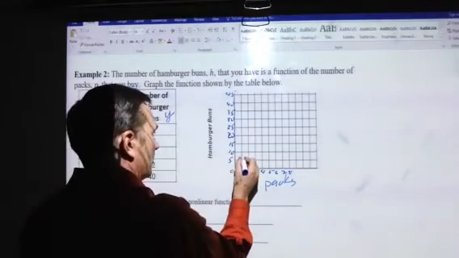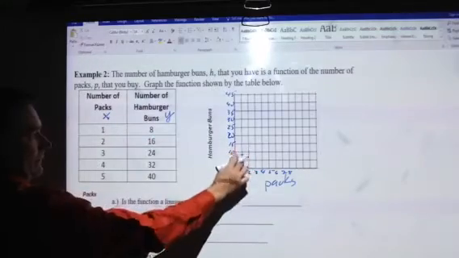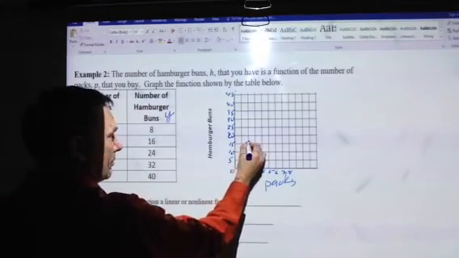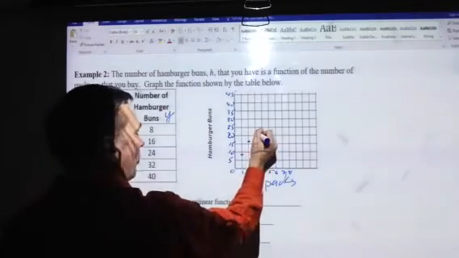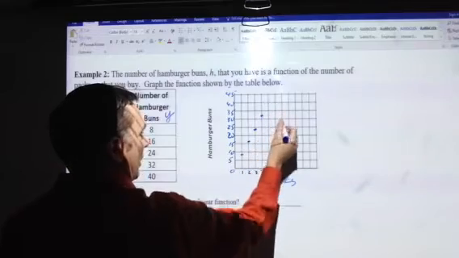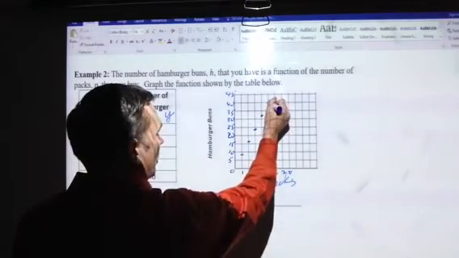1 goes to 8, which is about there. Okay? Somewhere between the 5 and the 10. 2, 16. 3, 24. 4, 32. And then finally, 5, 40.